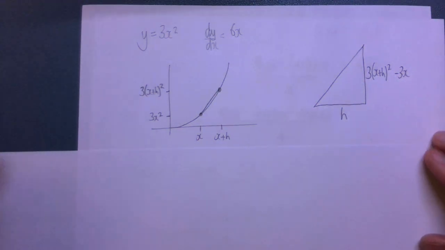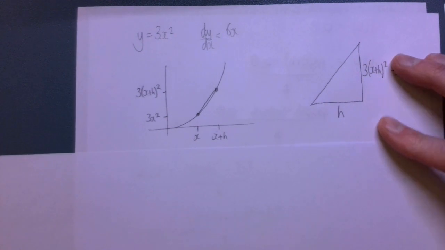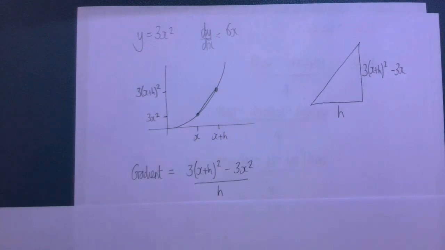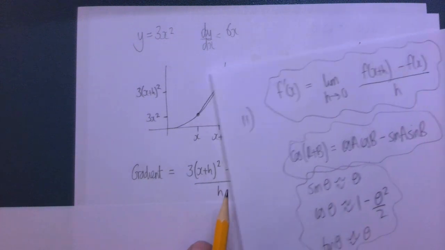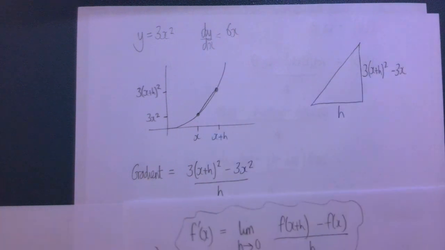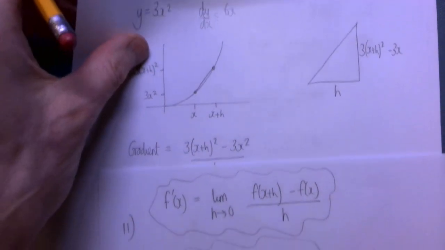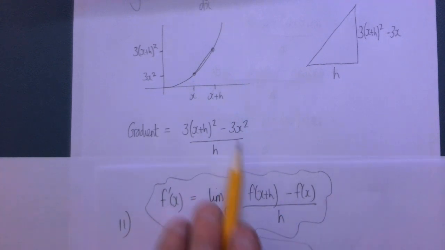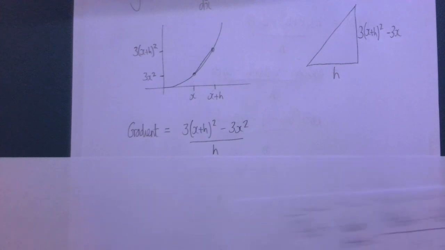And so what that means is we can then divide. We could say, right, the gradient is this distance divided by this distance. And that's what that formula is telling us. It's saying that the formula for the gradient, f dash of x, is equal to, hang on a minute, let's shift everything up a little bit, there we go, the y value when x is x plus h, so in this case 3 times x plus h squared, minus the y value when x is x, 3x squared, divided by h. That's what that formula is.